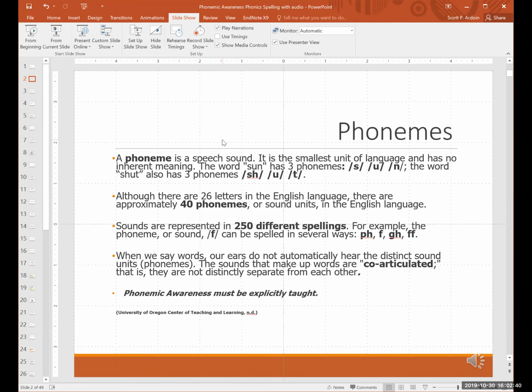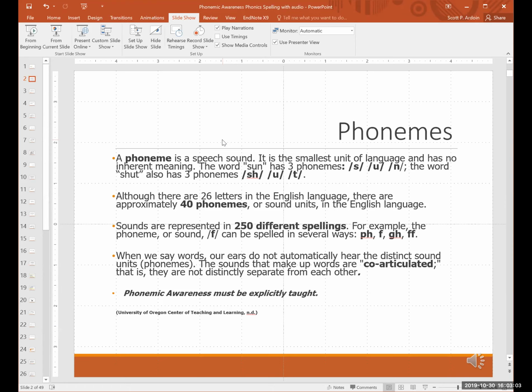It's the smallest unit of language, and it has no inherent meaning, right? So you have the word sun. The word sun has 3 phonemes that make it up, s, u, and n. And the word shut also only has 3 phonemes, despite having 4 different letters that make up that word. So it has the sound sh, u, t.